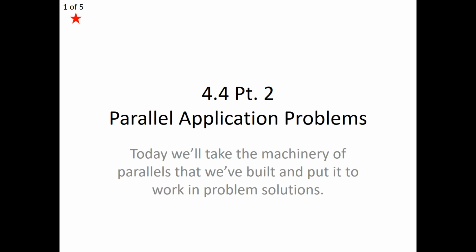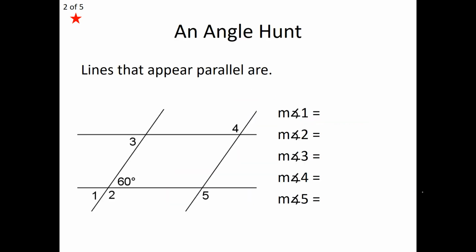Well, in the 4.4 Part 1 lesson, we've taken a look at how these parallel tests and parallel consequences can work their way into proofs. Now, today, we're going to look at generic application problems of how we can also use these tests and consequences. Let's take a look at our first example, an angle hunt.